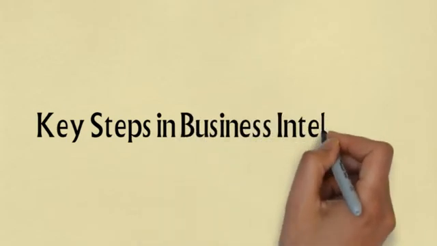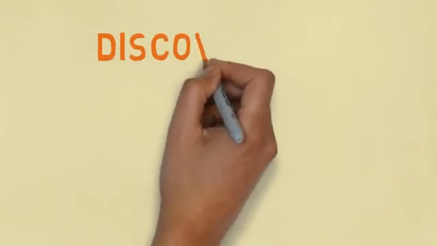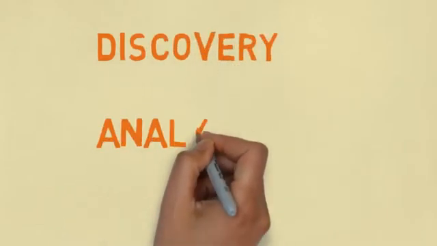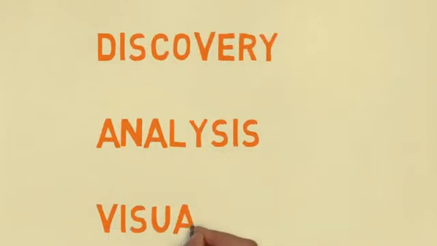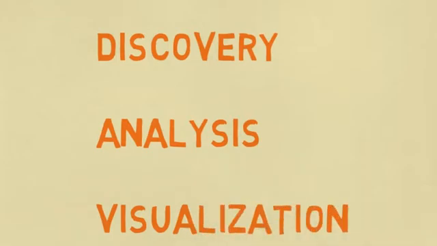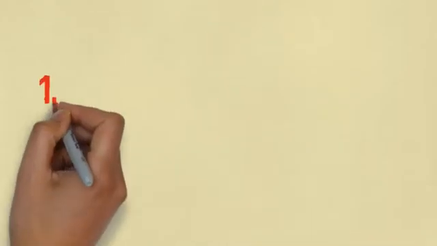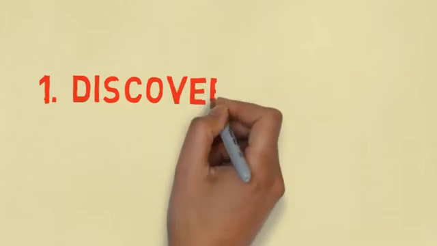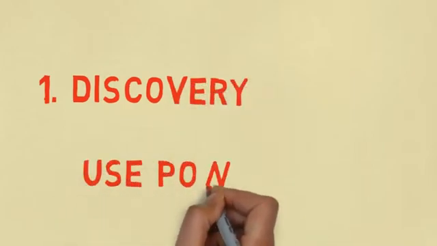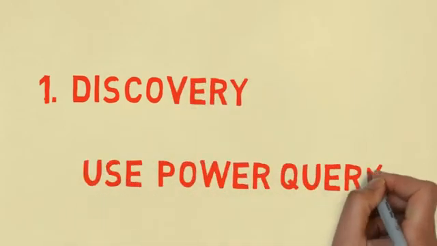So, just to get started, the key steps in business intelligence are, obviously, discovery, where you get the data, analyze it, and then visualize it. So we're mostly doing one and three here. But firstly, just to remind you about the tools: discovery is what we use Power Query for, and it's absolutely the most amazing tool.